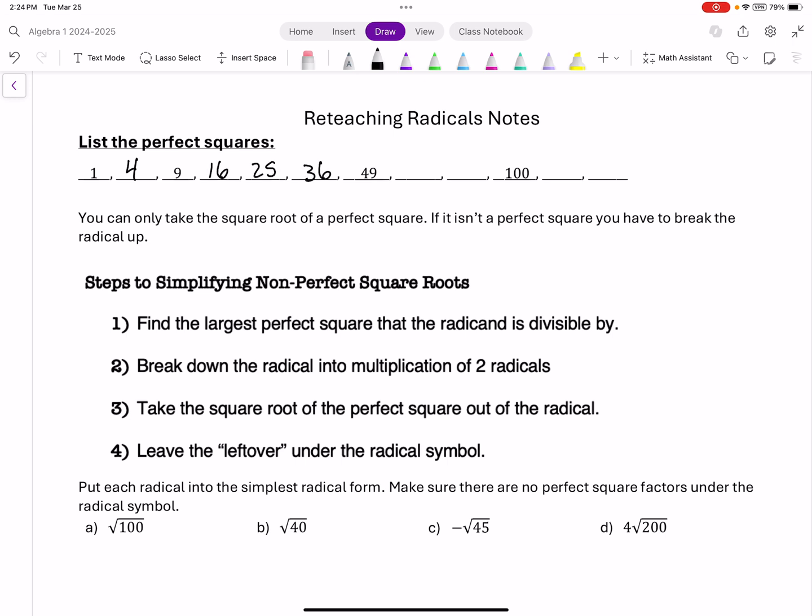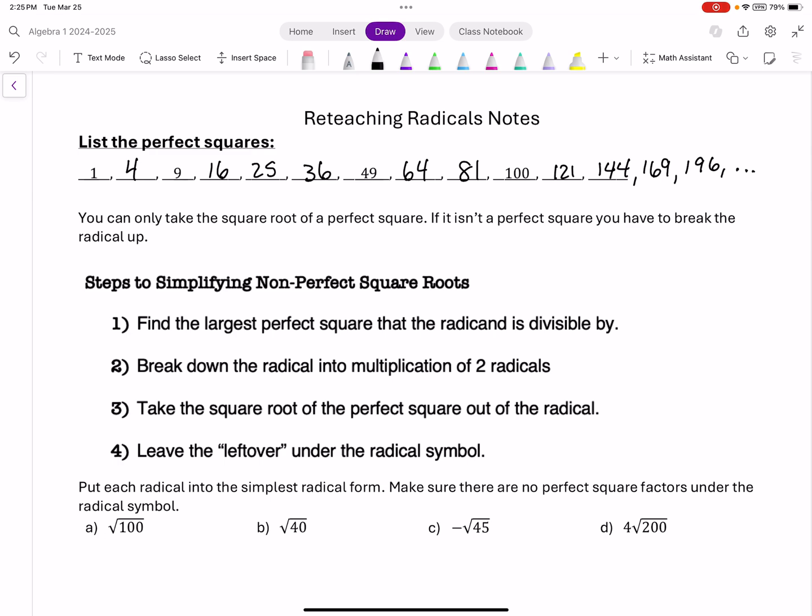So I'm going to go ahead and fill these in. We could continue our list if we needed. So 144 is 12 times 12. So we could do 13 times 13, which would give us 169. Then we could do 14 times 14, which would give us 196. And we could continue until the numbers end, which they never will. So these are, like I said, the only numbers that you can take the square root of.